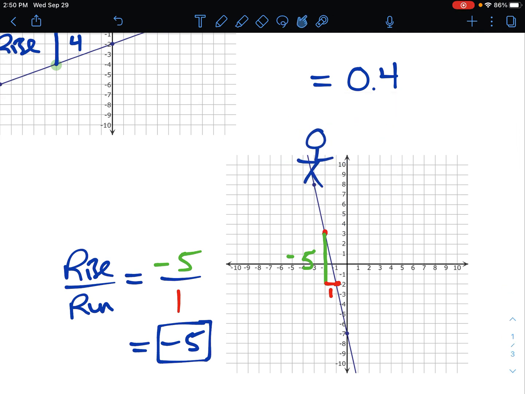And that's it. That's how you find slope from a graph. Just do the rise over run ratio. Do the rise first, divided by the run on the bottom.